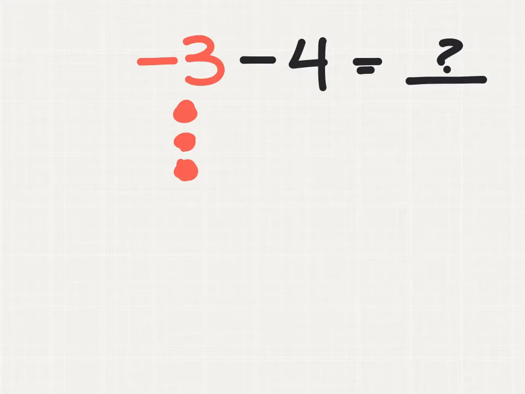But I can use 0 pairs. So I'm going to draw some 0 pairs. A negative and a positive make 0. A negative and a positive, a negative and a positive, a negative and a positive. I'm stopping there because now I have 4 positives I can take away.